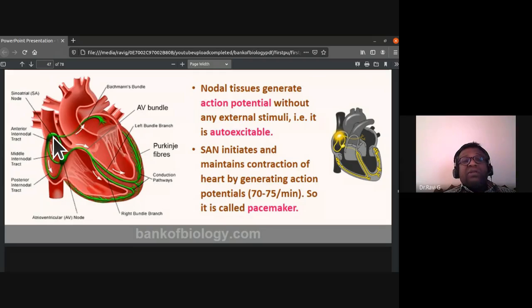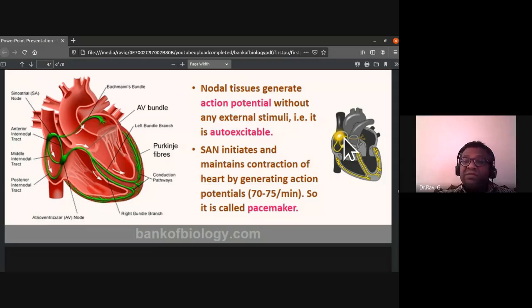The pacemaker is also commonly called the heart of hearts. Hridaya ke hridaya, that is what the SAN is. So here you can see the action potential that has been generated by the sinoatrial node, which is 70 to 75 per minute.